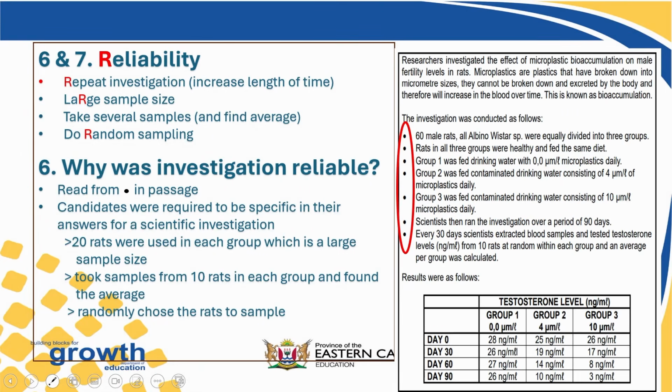Now, the first thing to remember is reliability starts with an R, okay? And that is going to give us the clue as to what factors cause an investigation to be reliable. Reliability has to do with how many times I do something. Because the more times I do something in the same way and I get the same answer, the more reliable something is. It's like when you ask your friend to help you. You know your friend is going to say yes every time because they are reliable. So getting the same answer many times gives us reliability.